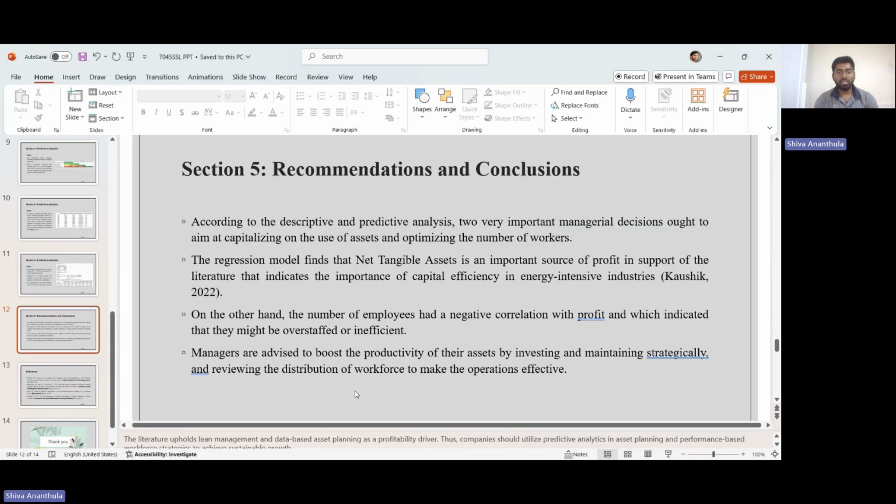The regression model finds the net tangible asset is an important source of profit, in support of the literature that indicates the importance of capital efficiency in energy-intensive industries. Managers are advised to boost the productivity of their assets by investing and maintaining strategically and reviewing the distribution of workforce to make the operation effective.